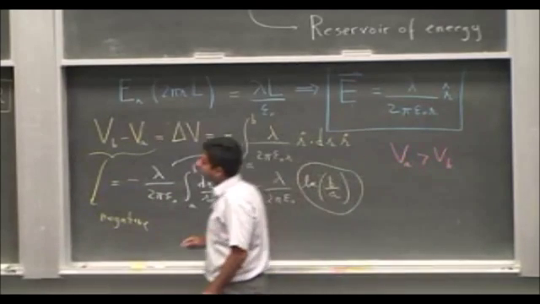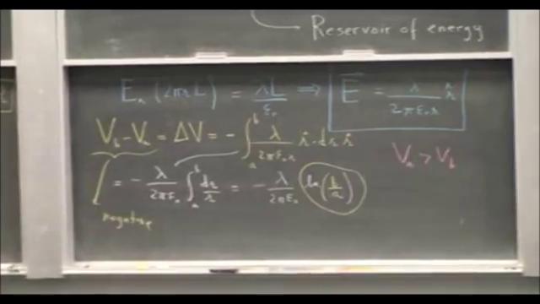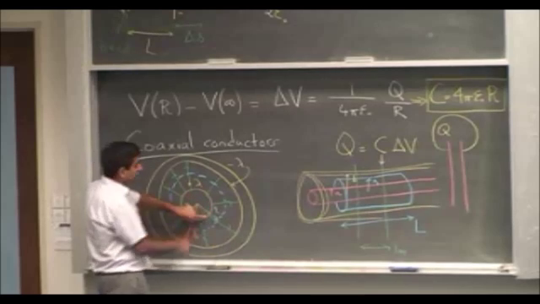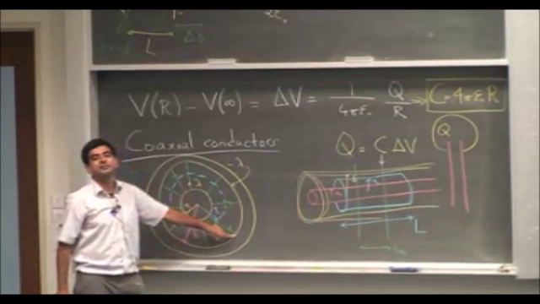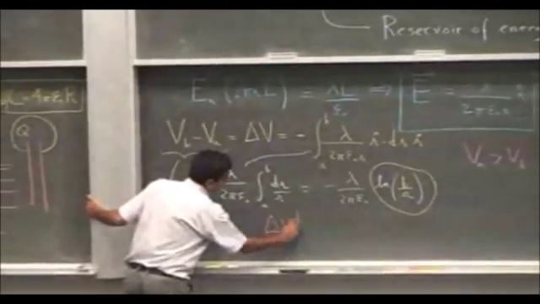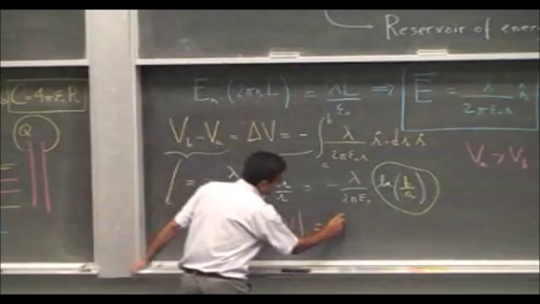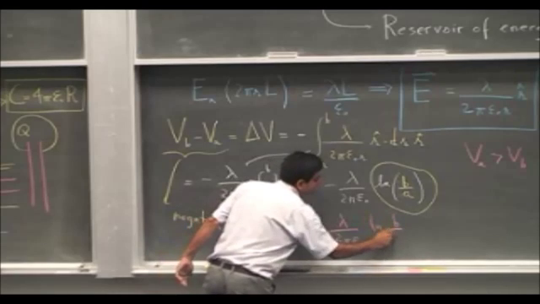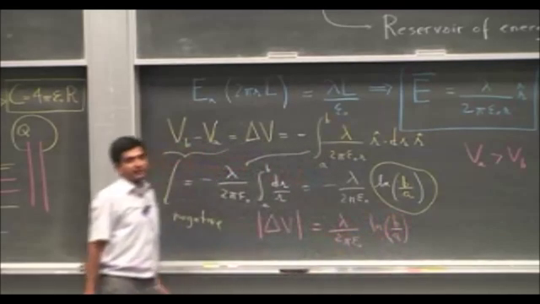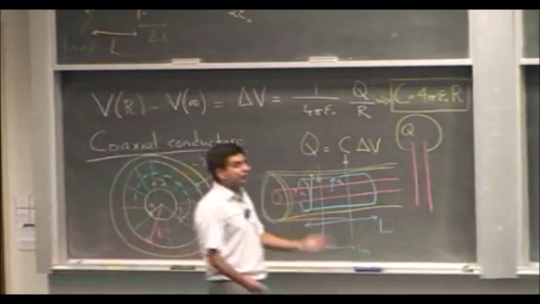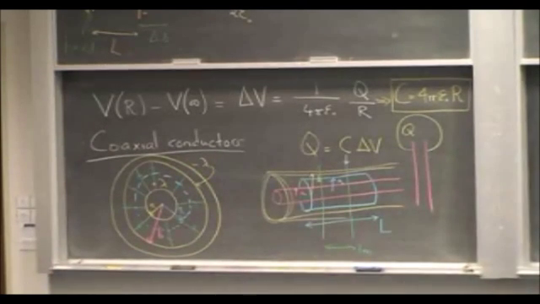Does this make physical sense? Yes, the potential here is greater than the potential here, because this is a positively charged conductor. So the potential here is greater, the potential here is smaller. In any case, the potential difference, its absolute value, delta V, is lambda over 2 pi epsilon naught natural log B over A. So this is the potential difference. This inner conductor is at a higher potential, this outer conductor is at a lower potential. Okay? Now I would like to compute the capacitance. This is my potential difference.